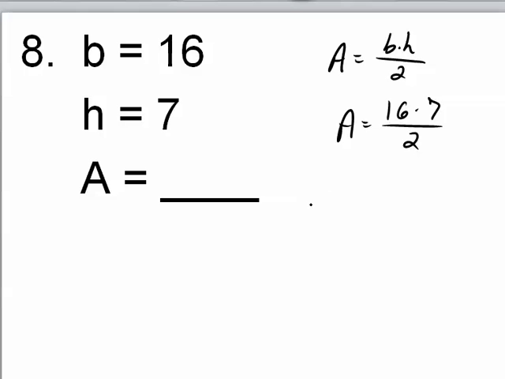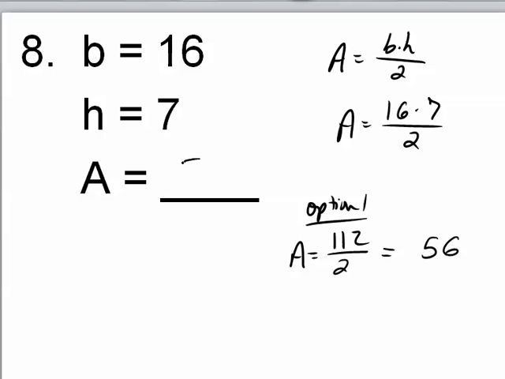So option 1 is I'm going to multiply across the top, take that number and divide it by 2. The first way I could solve this is I could do 16 times 7, which is 112. Then I'm going to divide that by 2. 112 divided by 2 is 56. So area is 56 square units.